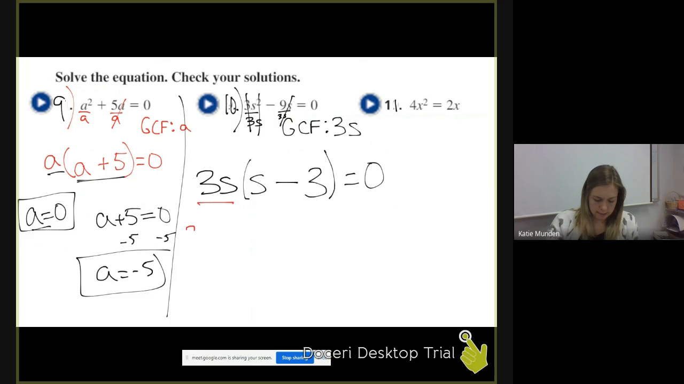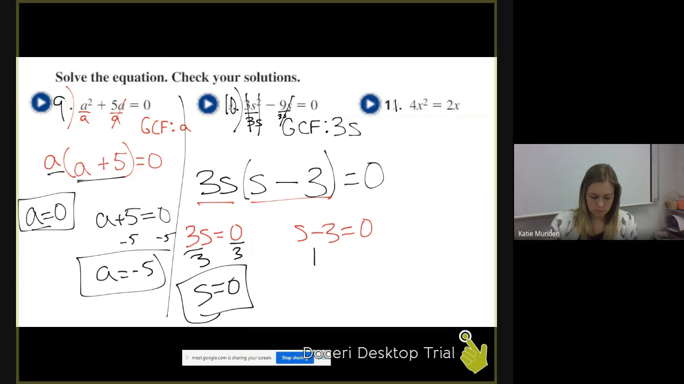So either 3S equals 0 or S minus 3 equals 0. Solve both of those. They're each one-steppers. You can kind of fly through here. S equals 0. And S equals 3. You're probably noticing that 0 is a very common theme today. That happens a lot with the GCF, especially if you're pulling out a variable, because a number times a variable, which is usually what the GCF is, when it equals 0, the variable is equal to 0. So 0 is very common in GCF factoring.